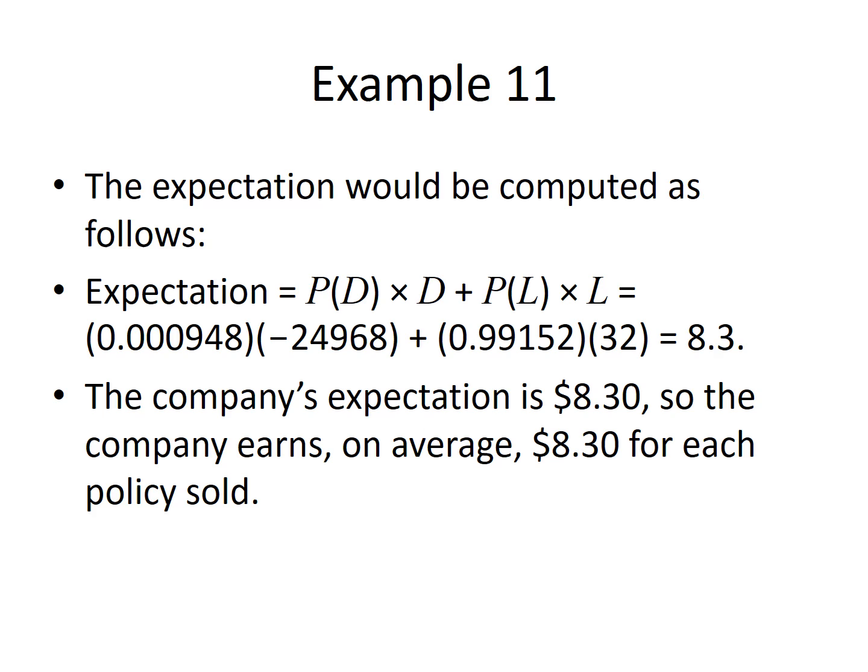So again, this is talking about many 21-year-olds accepting this policy from this company. So this is kind of like an average, or what they would expect to receive after all of this. Okay, 21-year-olds can die during the year. The probability of that is very low. And because the company keeps the premium regardless, the rewards and losses to the company are given as 32 and negative 24,968 respectively. That's where those numbers come from.